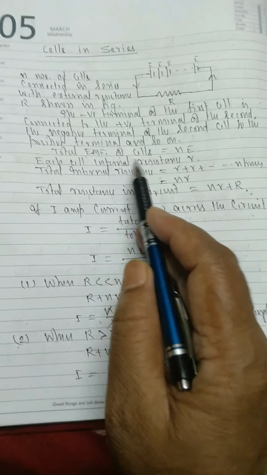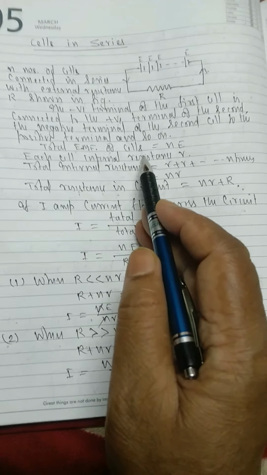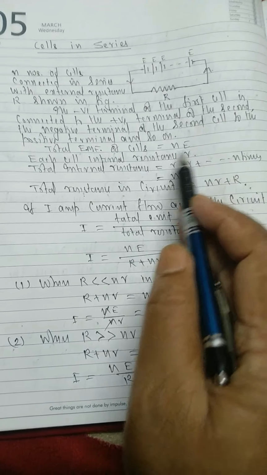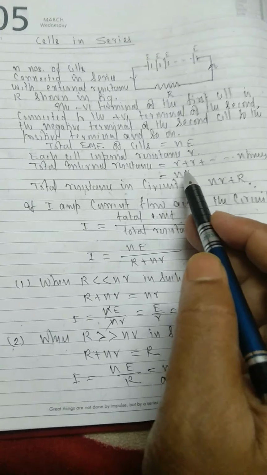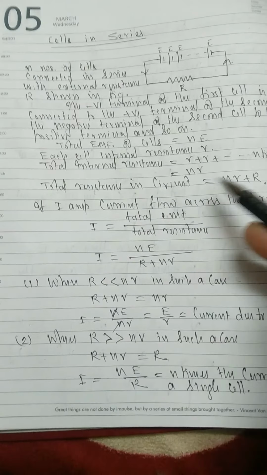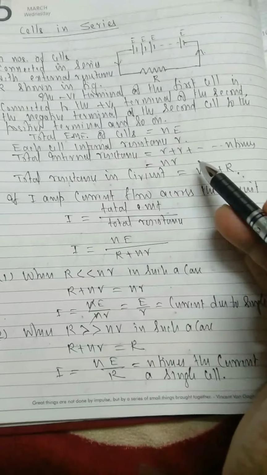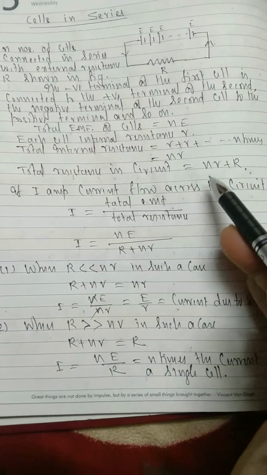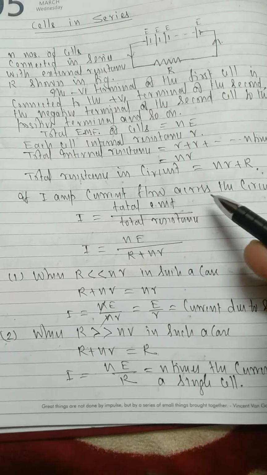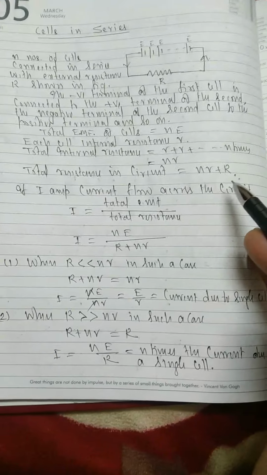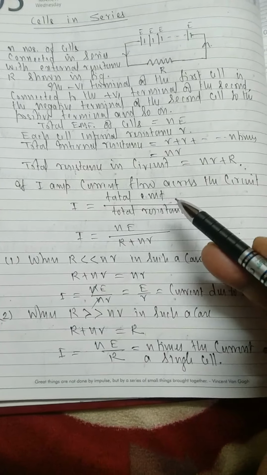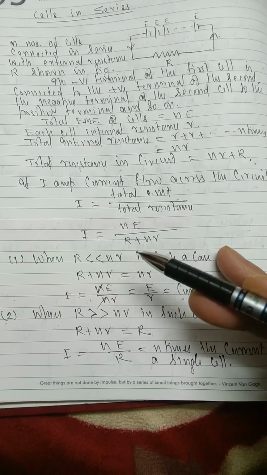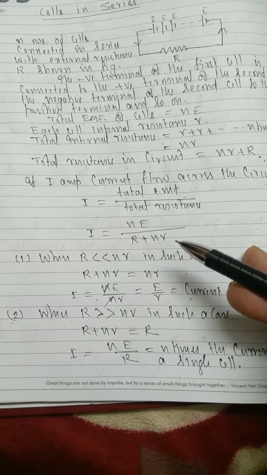Here there are n number of cells and each cell has EMF E. So the total EMF equals nE. Each cell has internal resistance r, so the total internal resistance equals r plus r, n times, so its value equals nr. So the total resistance of the circuit equals R plus nr. If I ampere current flows across the circuit, then I equals total EMF by total resistance. So I equals nE by R plus nr.